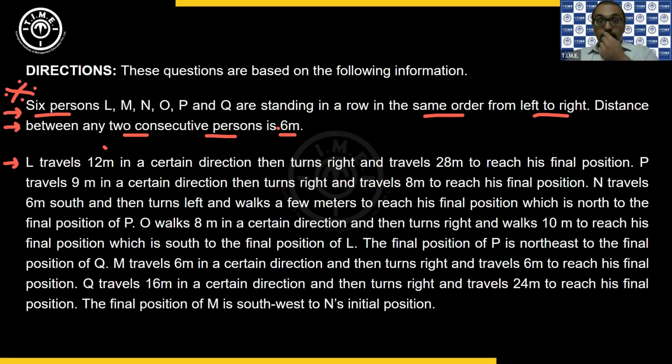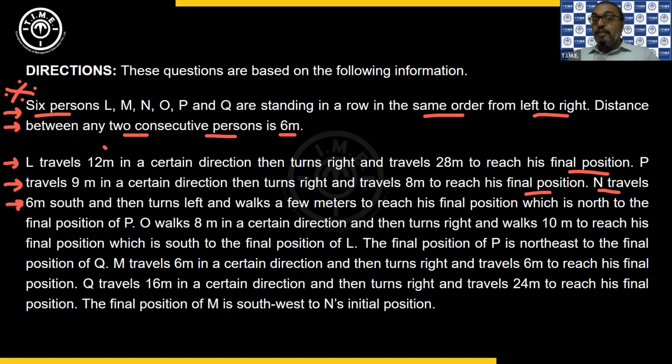Now look at this. He says L travels 12 meters in a certain direction. I don't know which direction. Could be north or south. Then turns right and travels 28 meters to reach his final position. Okay, we'll come back to that. Then he says P travels 9 meters in a certain direction, then turns right and travels 8 meters to reach his final position. Again, we'll come back to this.